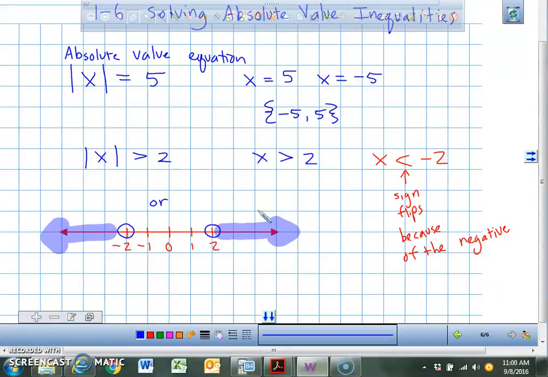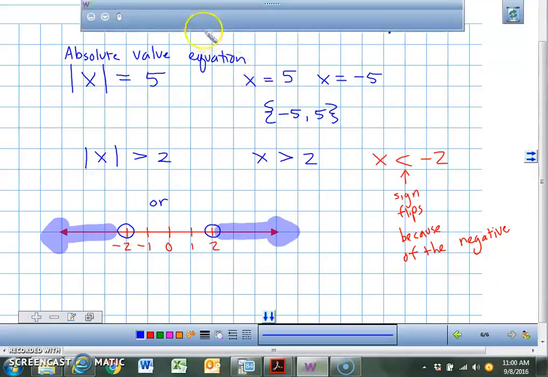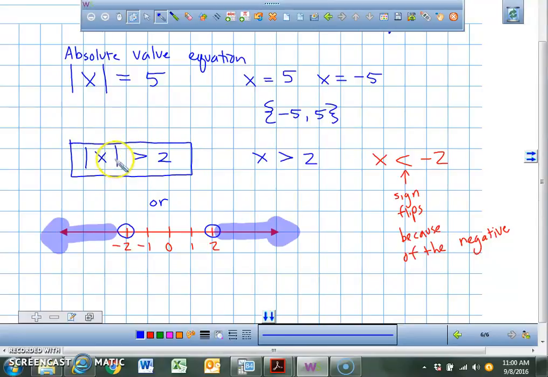Okay? So this is an OR statement. Now, what I'd like you guys to do right now, by the way, if I say graph the absolute value of x is greater than 2, this is the graph of it. That's what the graph looks like. Now I want you to do another one.